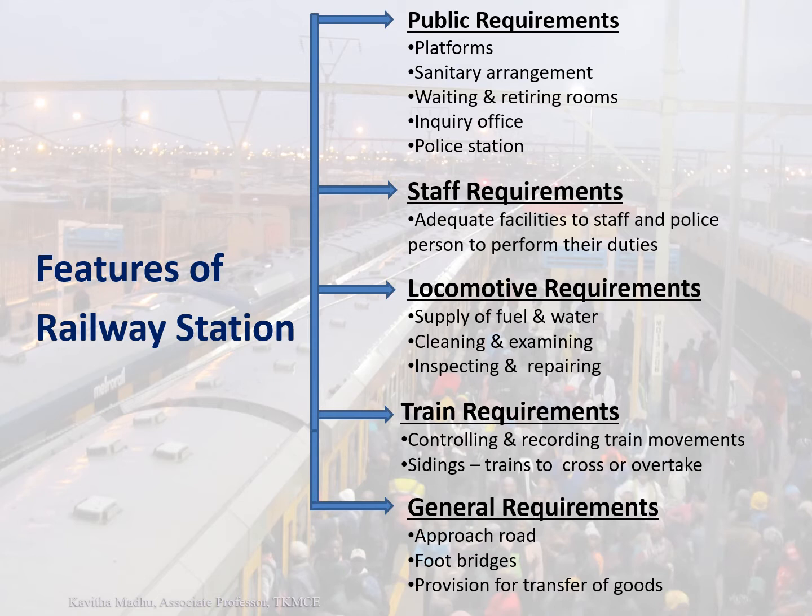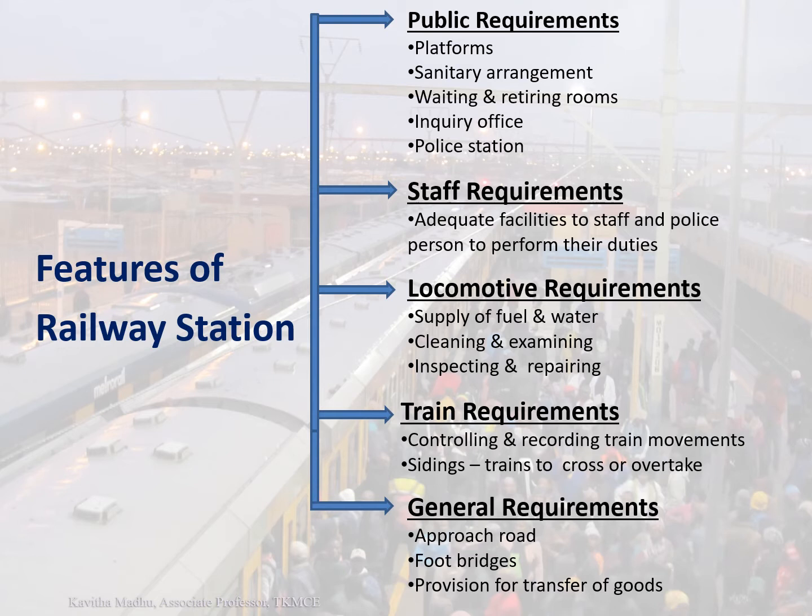Then considering the traffic staff and police requirements, a station should provide adequate facility for traffic staff and police as per their requirement to enable them to perform their duties in the best possible way. Proper arrangement such as staff rooms, retiring rooms, quarters, etc. for railway staff should be there. For the station master, ticket collectors, night operators, engine drivers, there are so many people working there. So we should provide facility to accommodate all their needs.